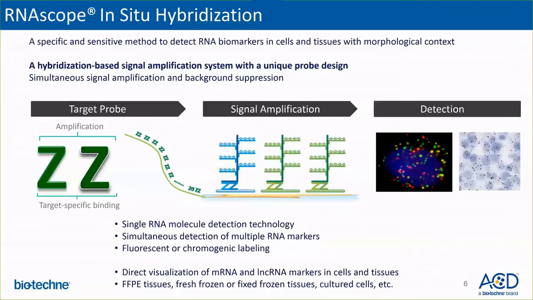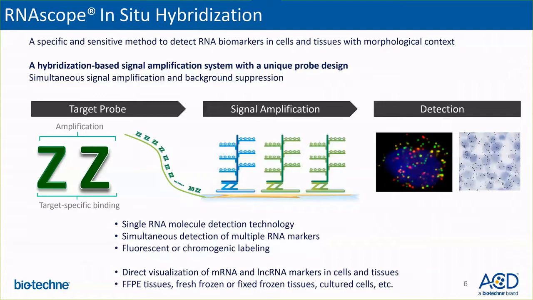The RNAscope assay is an in situ hybridization technique that utilizes a unique double Z target probe design, followed by a signal amplification system, which allows you to visualize a single mRNA transcript as a punctate dot through either chromogenic or fluorescent detection.